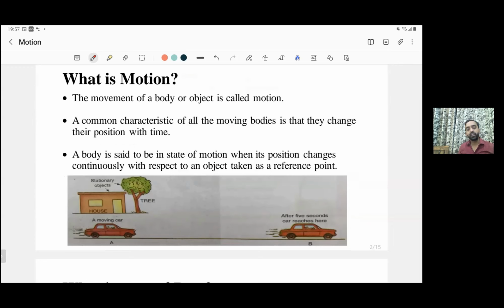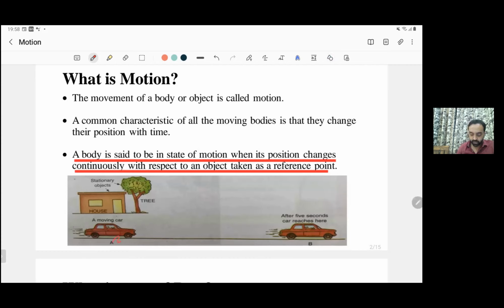But to be more specific, whenever a body's position changes with respect to time, with the passing of time, we can say the body is in motion. Another way of saying it: a body is said to be in a state of motion when its position changes continuously with respect to an object taken as a reference point. That's very important. Whenever we have to describe whether any body is in motion or not, it is possible only when you define a reference point. Only by defining a reference point can we say a body is in a state of motion or in a state of rest. Let's see this in an example.